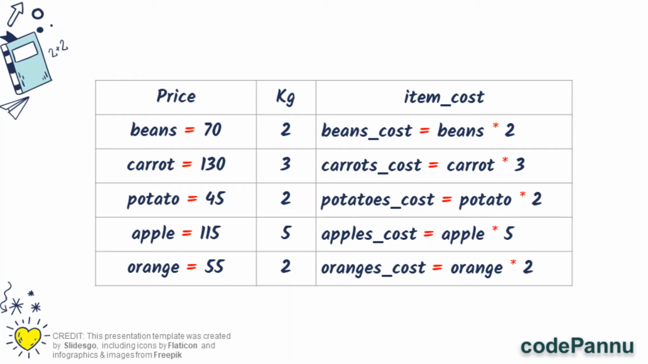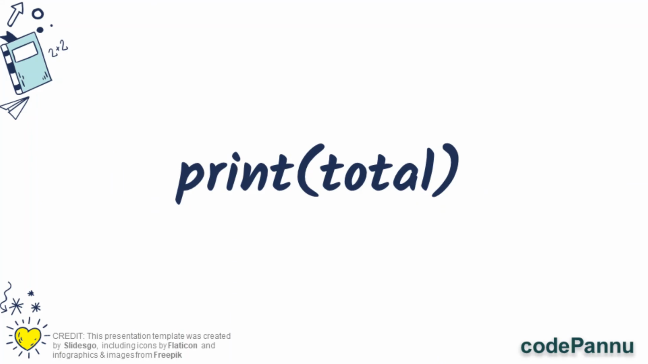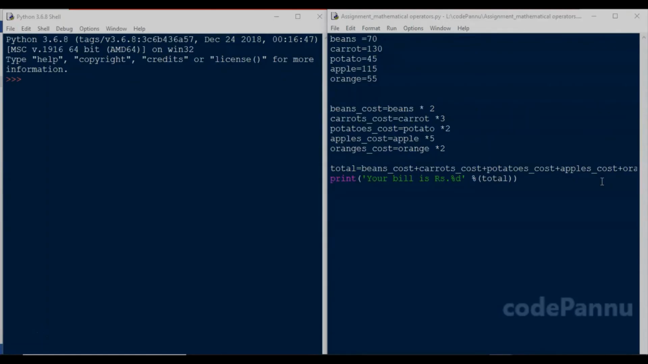So after calculating this, we can calculate the total by adding the cost of each vegetable and fruit in the table. So here beans underscore cost, carrot underscore cost. So here is where we have the cost of each vegetable or fruit. So the total will be equal to beans underscore cost plus carrots cost plus potatoes cost plus apples cost plus oranges cost. Now we can print the bill by saying your bill is, and print the value of this variable called total. Let me show you the code I wrote to calculate this bill.